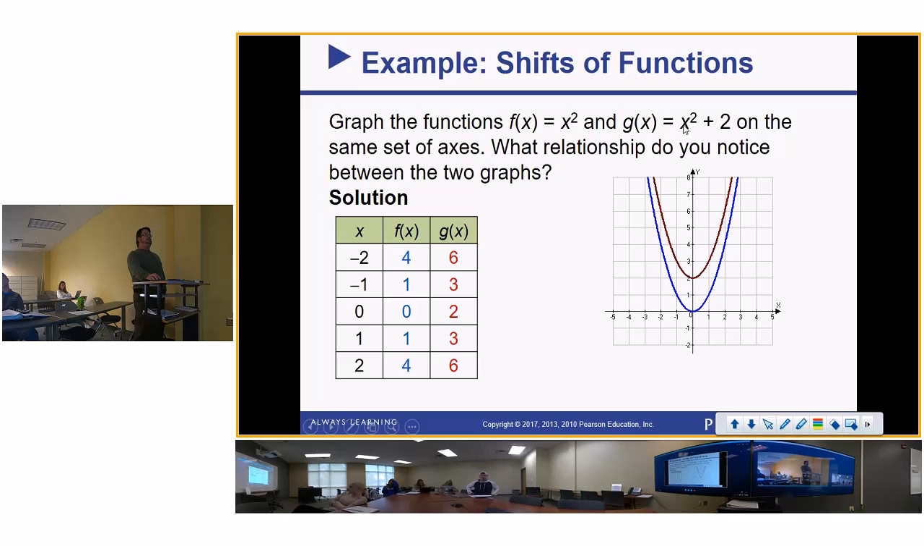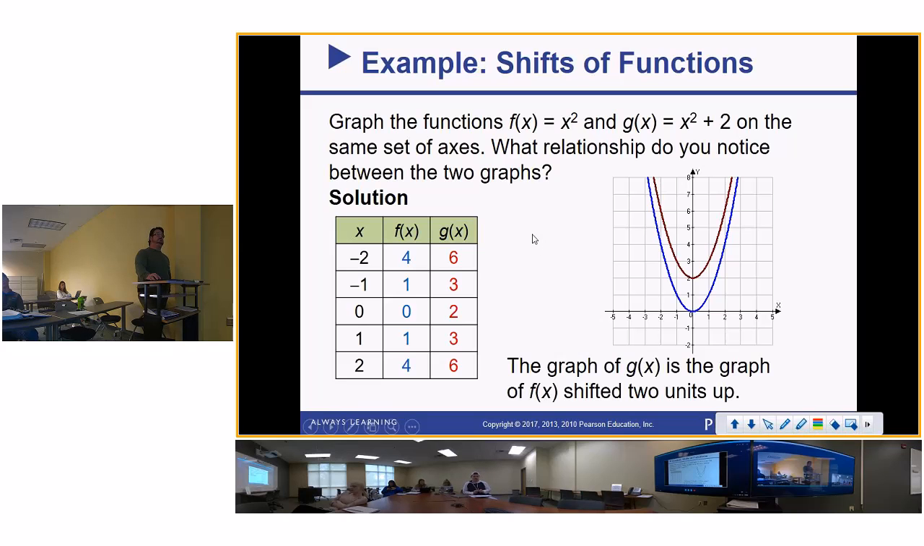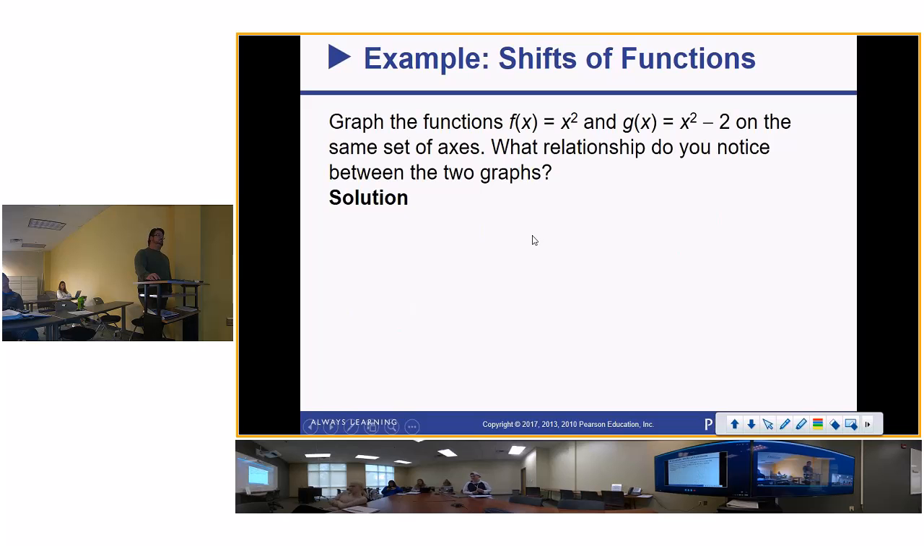If it was X minus 1 in parentheses raised to the 2nd power, the negative 1 would be a horizontal shift to the right, 1 place. So this is what you got to look forward to in 4.1. Real difficult stuff. Okay. Negative shift, 2 down.